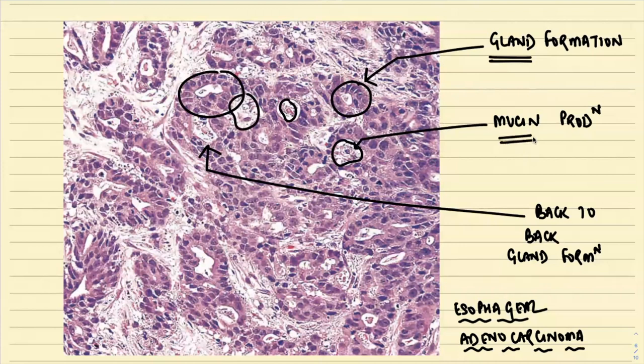Why are they mucin producing cells? What is the importance? Because they have to produce the mucin so as to protect the mucosa from the acid. And why am I saying it is a cancer? You can see there is a back-to-back gland formation. A gland is present just behind another gland. And the nuclear features, if you see, are highly pleomorphic. Hyperchromasia is there. Vesicular nucleus is there. So they are highly pleomorphic in nature. So these are the microscopic features of esophageal adenocarcinoma.